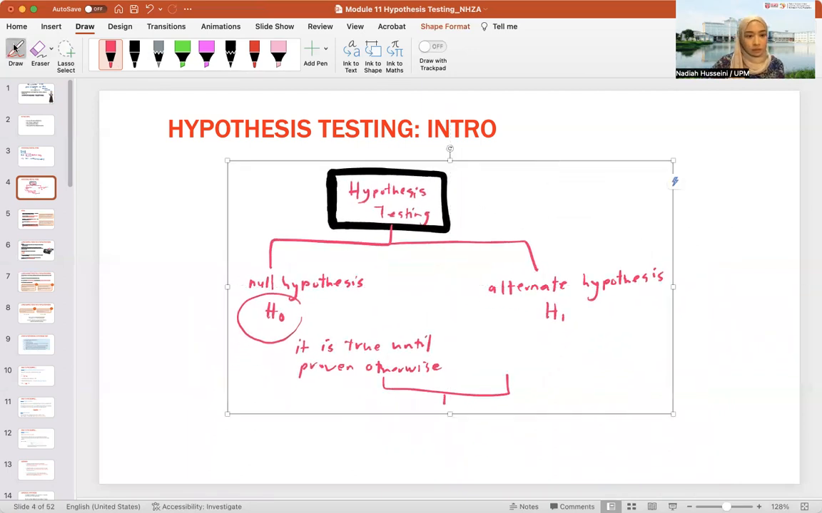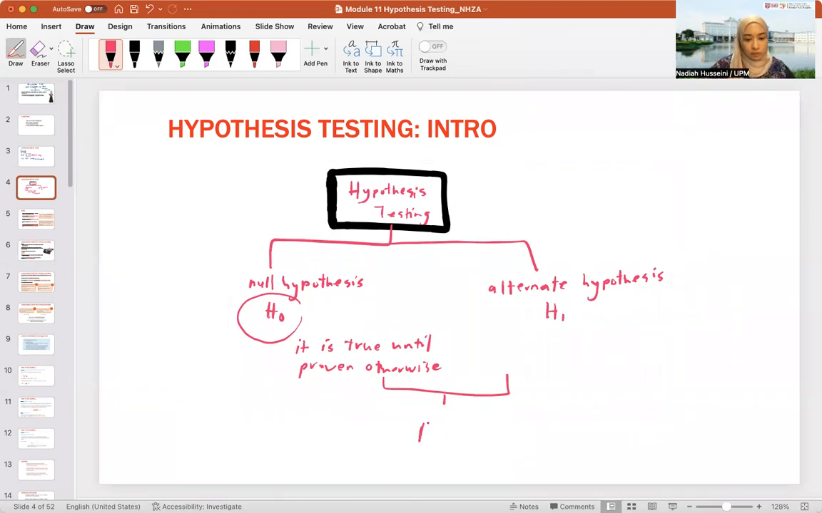Okay. It is true until proven otherwise. And how do we determine whether or not it is true? We will estimate this using a value. It doesn't make sense to estimate something true or not using a value, but this is how it goes. So the p-value goes from 0 to 1. The smaller the p-value, you reject H0. Why? We're going to talk more about that. So smaller p-value, reject.